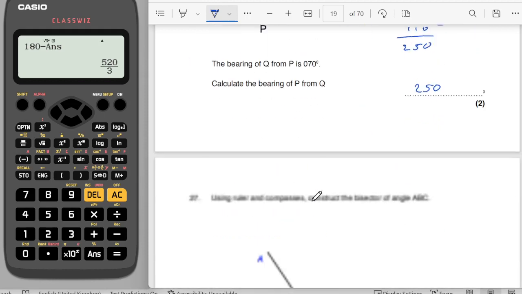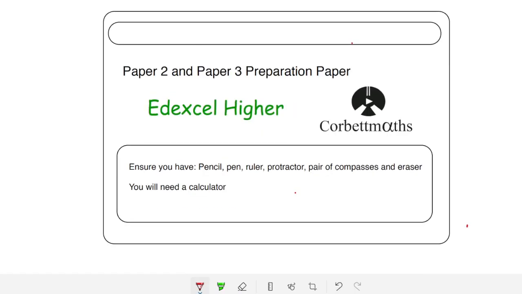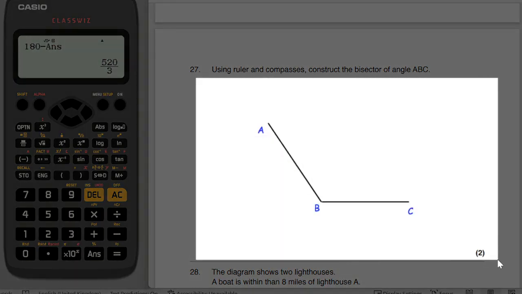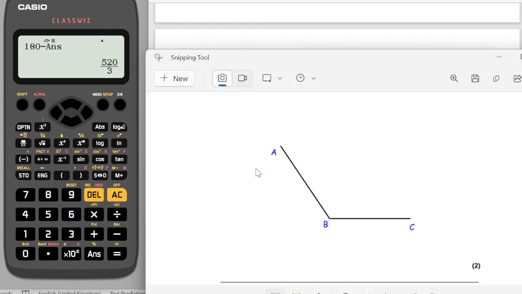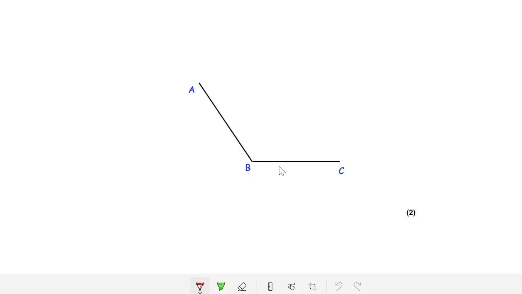Okay, question 27 then. Using a ruler and compass, construct the bisector of the angle ABC. So I'm going to snip this into my snipping tool just because it's a better way of me showing it. And I can't quite use a protractor, but you can kind of get the idea behind it. So for this question, let me just make it slightly bigger.